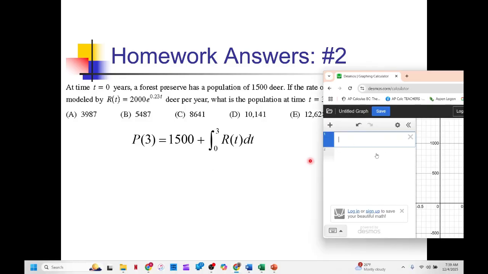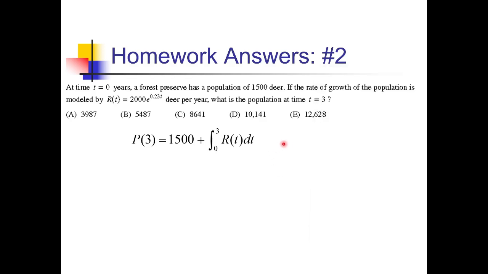So on Desmos, let me start by entering R of t in there, and that is 2,000 e exponent 0.23t. And then I'll do a new entry, and we'll just do 1,500 plus the integral from 0 to 3 of R of t dt. And that comes out to approximately 10,141, and that's going to be deer. So that's going to be choice D, D for deer.